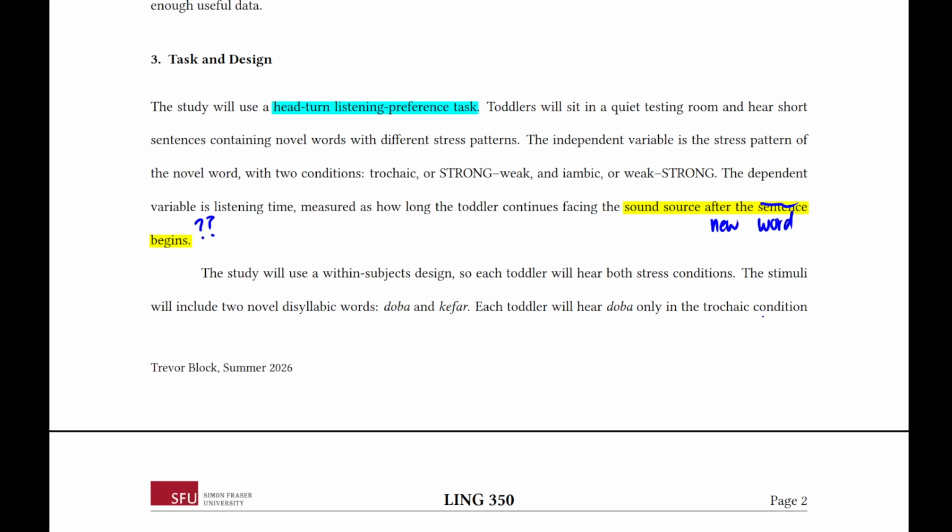The next one, the study will use within subject design. So each toddler will hear both stress conditions. This is good. We want children to be hearing both so we can test differences.